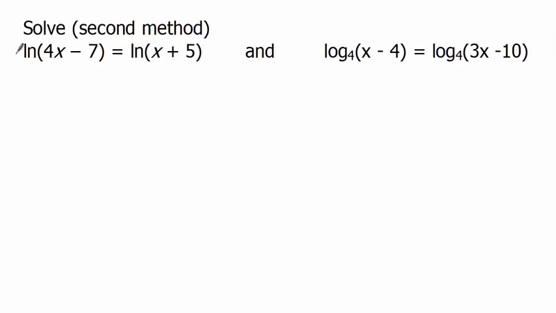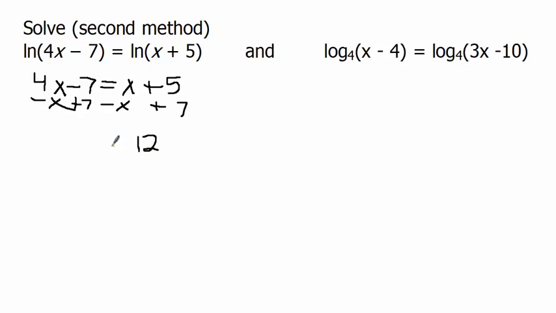Second method, what I notice is I have natural log on both sides. So I am going to have the inside equal to the inside. I'm going to move the x's this way, so I'm going to subtract x here and add 7. That gives me 3x, and dividing by 3, x equals 4. It does not matter what the base is, as long as the base number is the same for both.